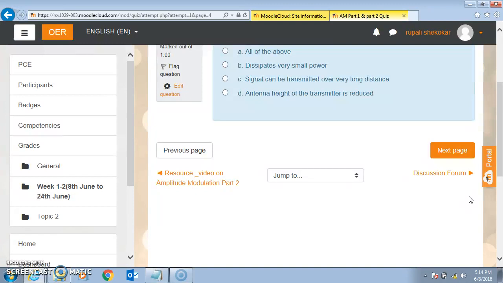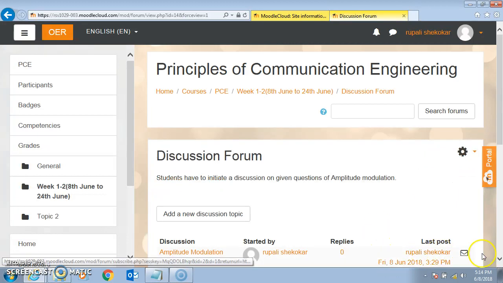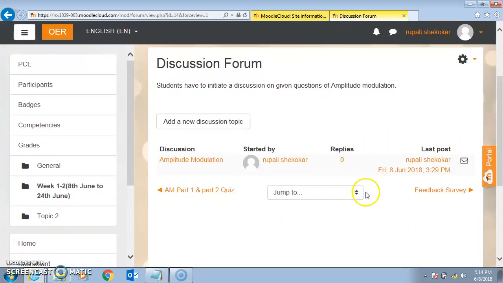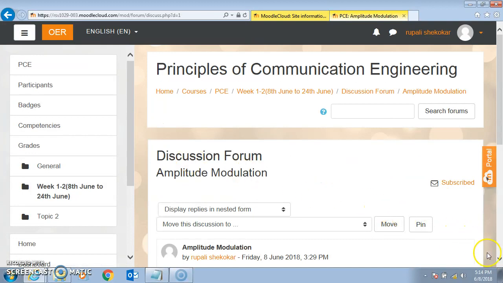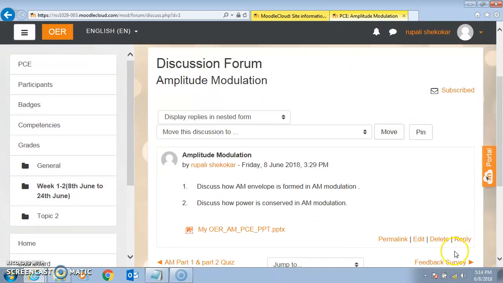After the quiz, you go to the discussion forum where 2 questions are given. The amplitude modulation discussion topic has 2 questions: discuss how the AM envelope is formed in amplitude modulation, and discuss how the power is conserved in amplitude modulation.